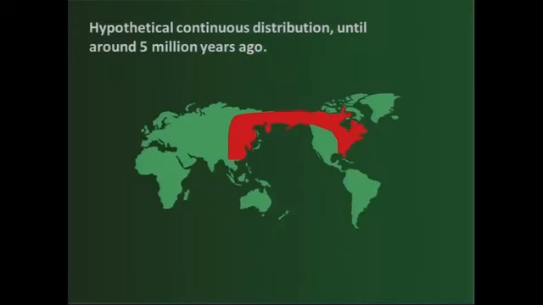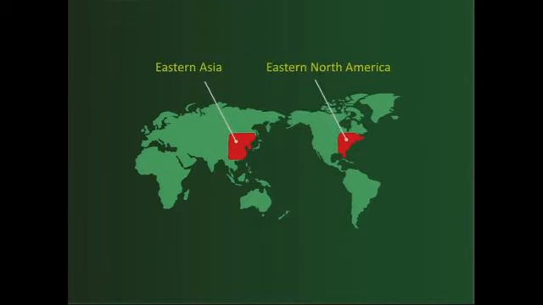Now, evolutionists try and explain this by saying that millions of years ago, the northern regions were warmer, and Eastern Asia and Eastern North America were part of one continuous plant and animal distribution, like this. And a few million years ago, they say, the climate then cooled, and the plant and animal life was separated. But again, their millions of years scenario hits a problem, and it's a big problem.